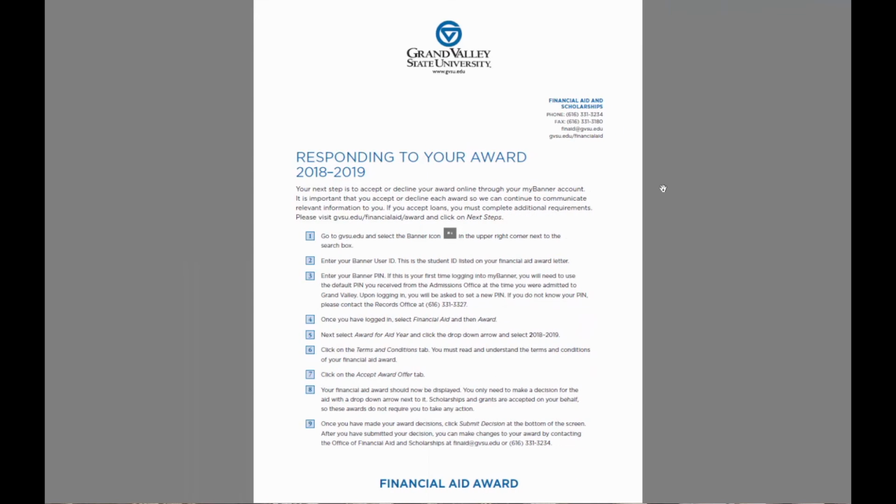The last page of your award letter lists step-by-step instructions on how to accept or decline the aid offered to you. Keep in mind that grants and scholarships are automatically accepted and will apply to your account as long as you are enrolled for the necessary amount of credits. You will only need to accept or decline the loan amounts offered to you, as well as federal work study if that was part of your offered award.